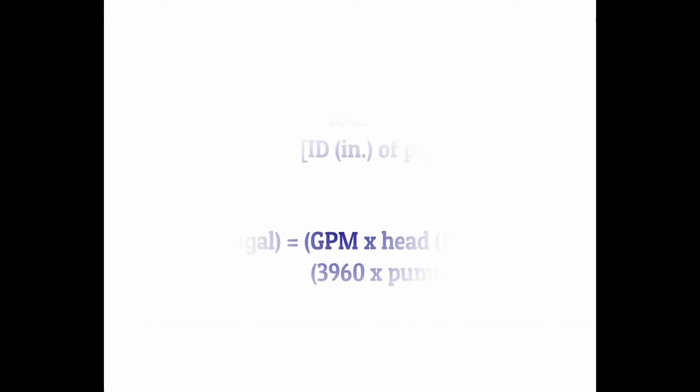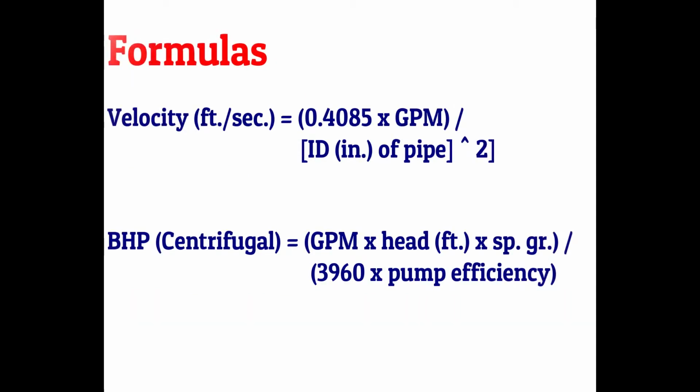How to calculate the velocity of liquid. Velocity, feet/second, equals, 0.4085 x GPM / (ID, in, of pipe)^2.